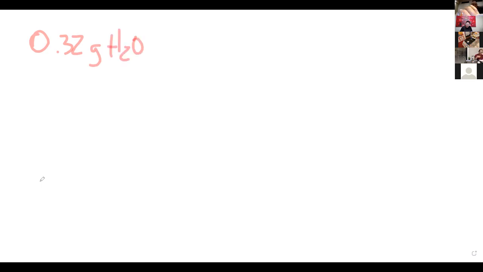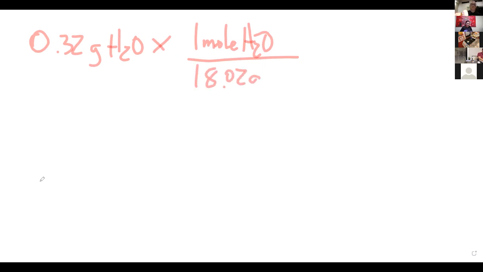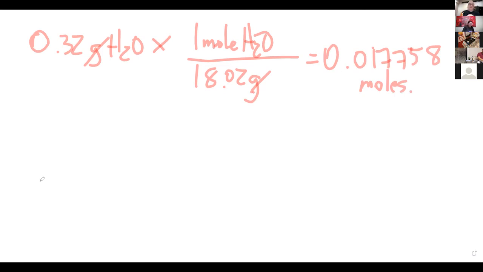So that's my water. So I want moles. It's going to be 0.017758. Now remember, don't worry about significant digits at this point.